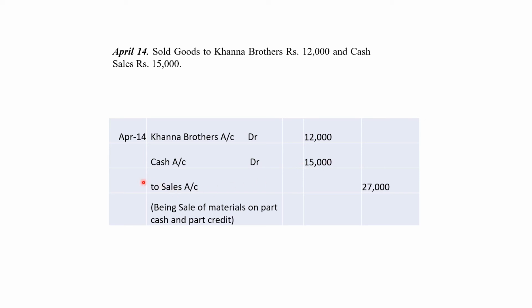To nominal account, to sales account, which is over here. So credit all incomes and gains. So you have sales which is happening over here. The sales of 27,000 which is happening altogether, of which 12,000 is from Khanna Brothers and 15,000 is cash. Right? So what are the types of account here? You have all three. You have personal account, you have a real account, and you have a nominal account.